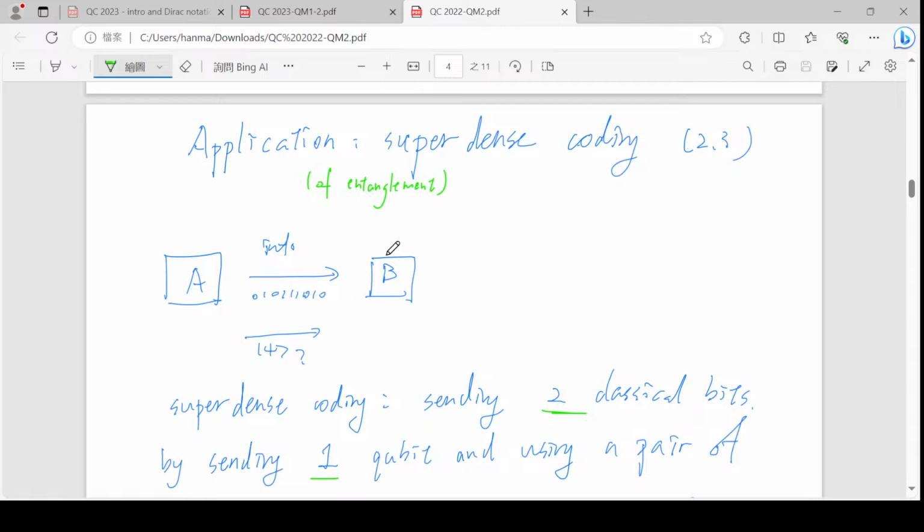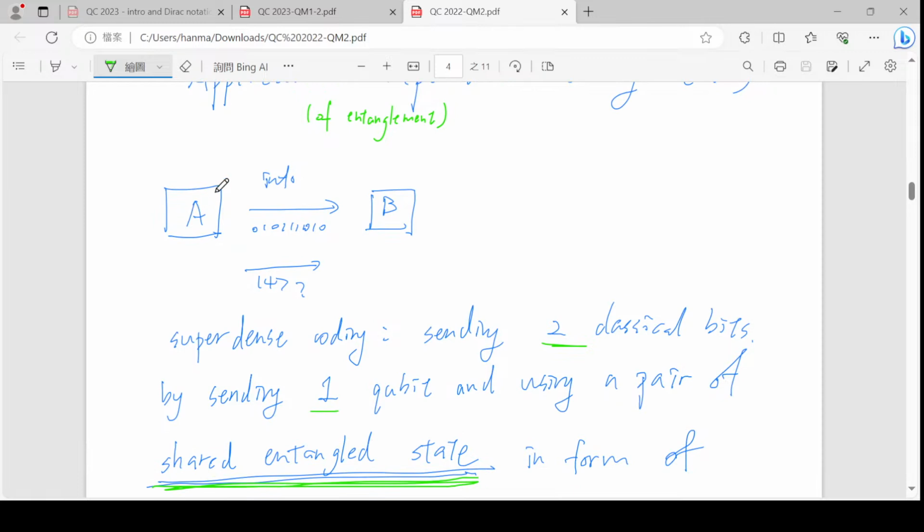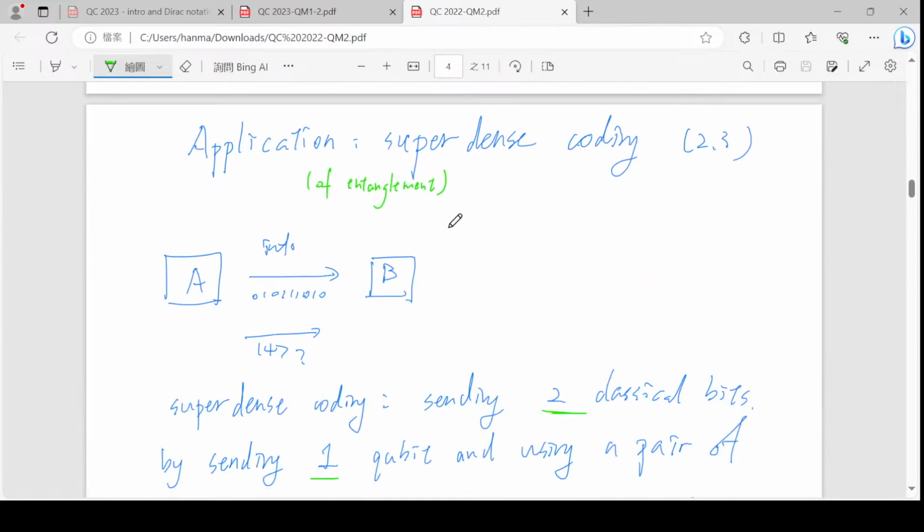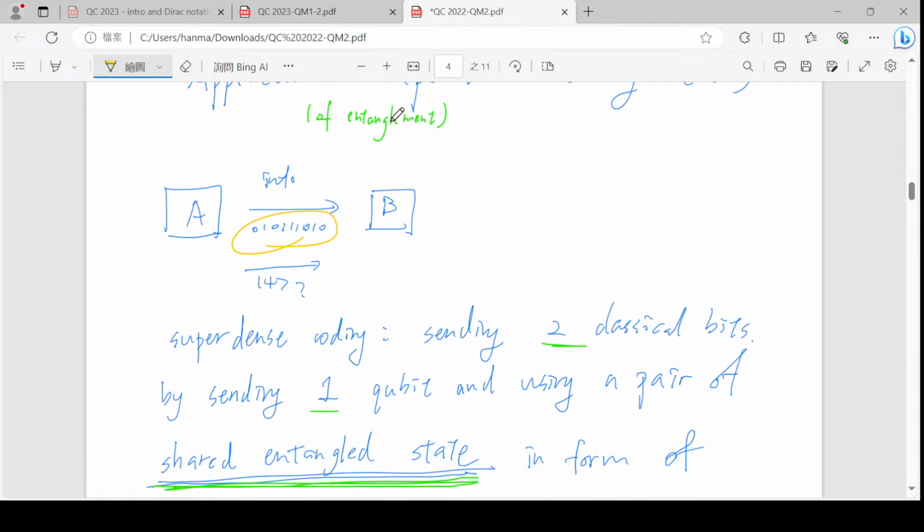We have two systems, and Alice wants to send information to Bob, some classical string. Now we are in the quantum world. Sometimes you want to send information as a classical string, sometimes maybe a quantum state. But for super dense coding, we'll focus on wanting to send a classical string. So think about how efficiently Alice can send a classical string to Bob.